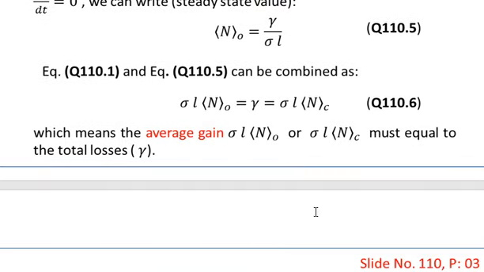This means that the average gain. You see that the terms on the left hand side, sigma into L into average of n at the steady state, and sigma into L into average of n at the critical value, both are actually the average gain. So the average gain must be equal to the total losses gamma. So gamma is the total losses in the cavity. We have written equation number 6, and at the threshold value or beyond the threshold value, this equation is applicable.